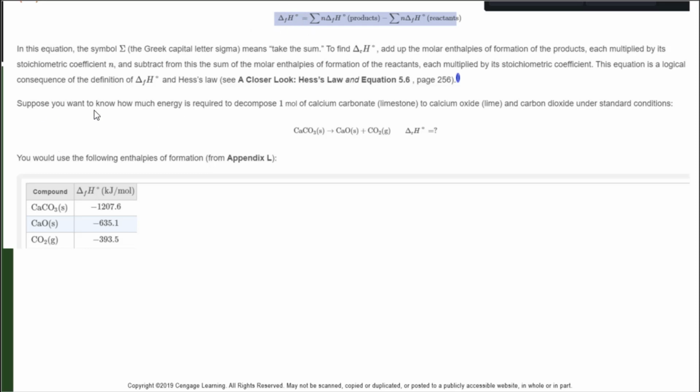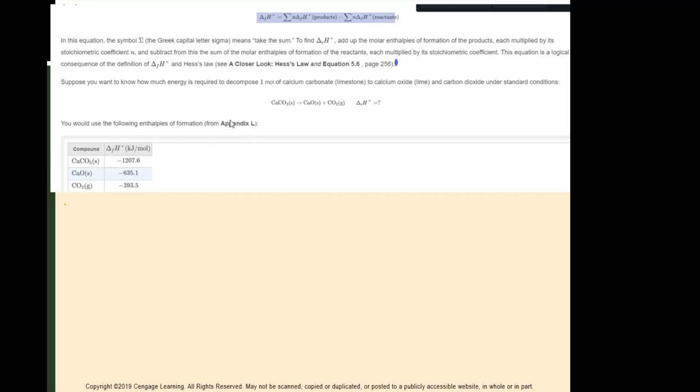And we want to know how much energy is required to decompose 1 mole of calcium carbonate to calcium oxide and carbon dioxide. So if we look up in the back of the book and the appendix to find the heat of formation, or the enthalpy of formation, for each of these compounds, it tells us calcium carbonate, calcium oxide, carbon dioxide, these are all the enthalpies of formation for these 3 compounds. So all we need to do is to sum up the products.